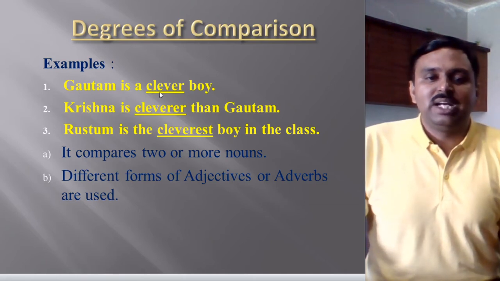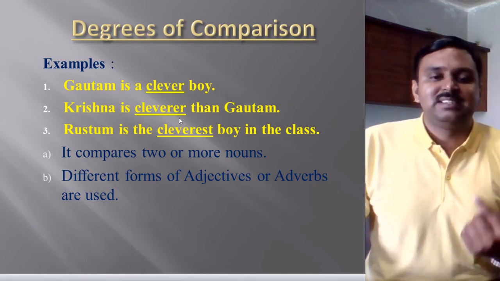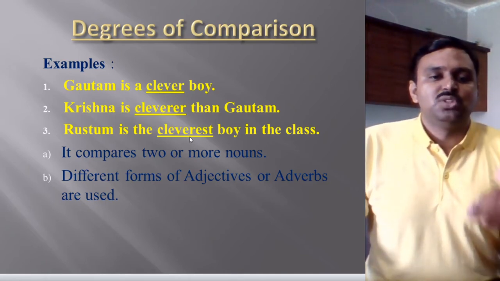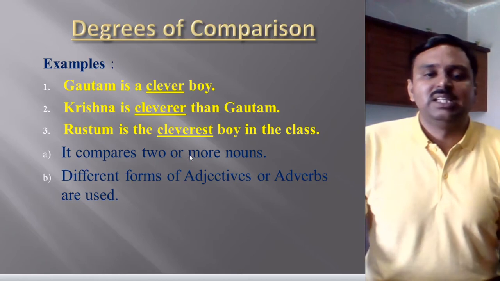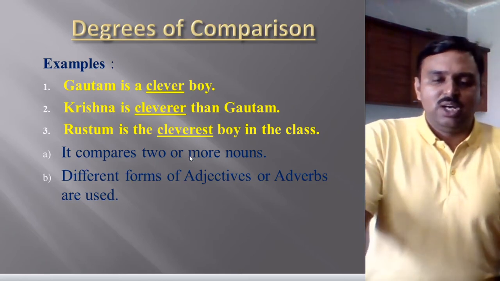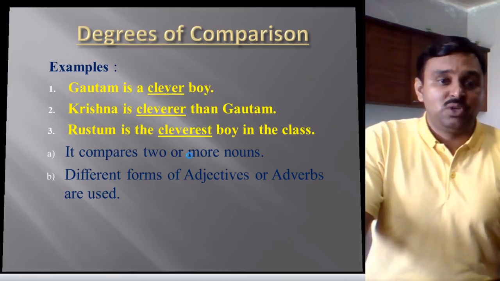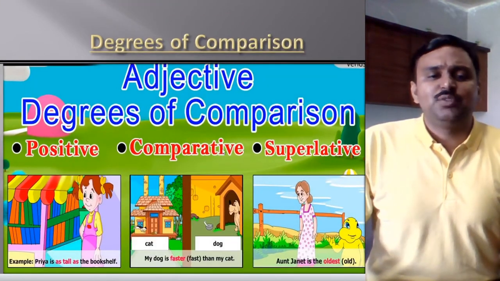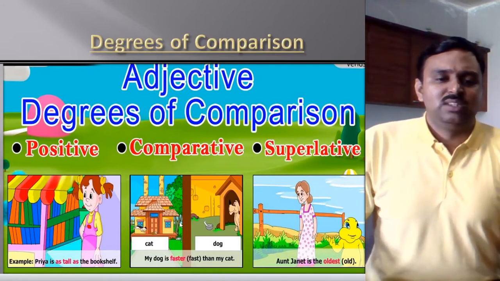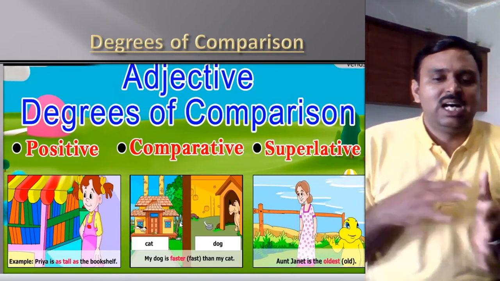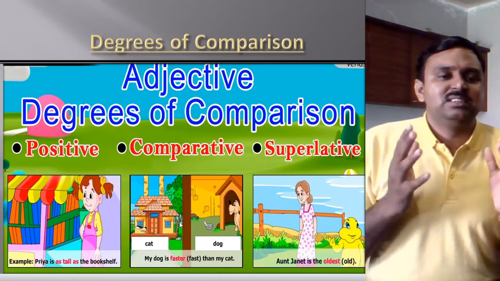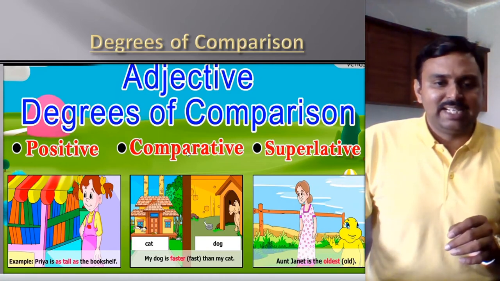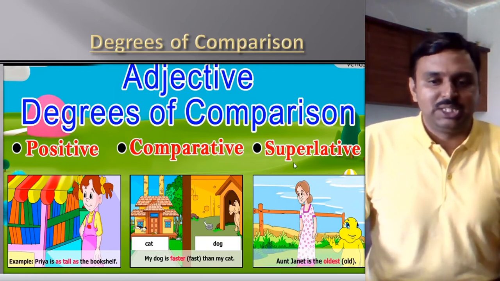Different forms. Now look here, clever is one form, then cleverer is the second, and cleverest is the third form. So such different forms are used in degrees of comparison. Now what exactly these forms are and what we call them, just see. Here we have the chart of the degrees of comparison, and this will tell you how many degrees we have and how we use them. So there are three degrees basically. The very first is positive, the second is comparative, and the third is superlative.